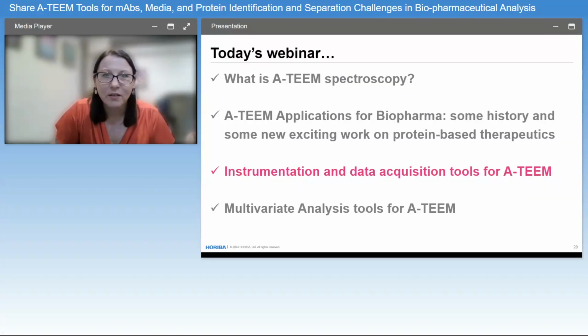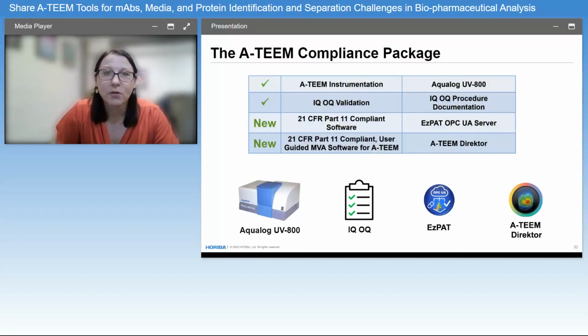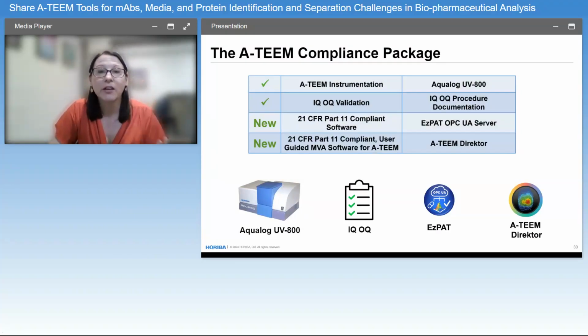Right, there we go. Okay, so the next one is instrumentation and data acquisition tools for A-TEEM. HORIBA has what we call the A-TEEM compliance package, and this includes the instrumentation, the IQ-OQ validation procedure. So this is a documentation procedure. And we have the new EasyPat OPC-UA server. So this is acquisition software if you need 21 CFR Part 11 compliance for the FDA and GMP. And we also have A-TEEM Director, which I'll talk about, which is the new multivariate analysis software.